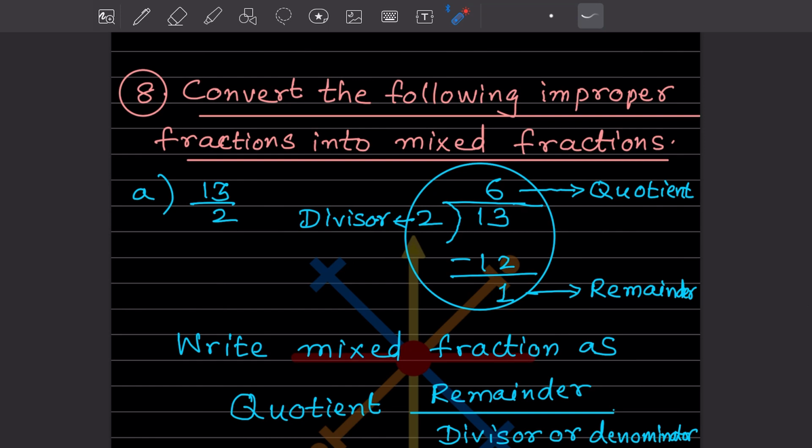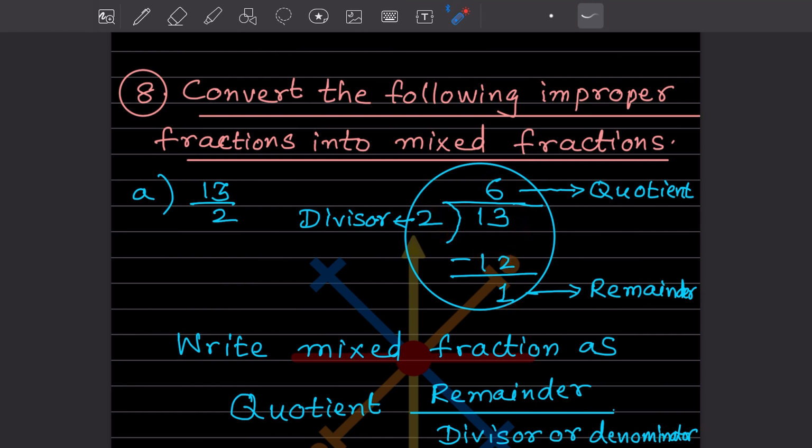The next one says convert the following improper fractions into mixed fractions. Now, as I told you, how to guess between the improper and the proper fraction: improper means always the numerator is going to be bigger. Again, I repeat, the numerator is going to be bigger than the denominator, and whenever we have such an improper fraction, we have to make it into a mixed fraction. Now see here, 13 by 2. So what will I do here? 13 divided by 2. 2 6s are 12 and the remainder is 1.